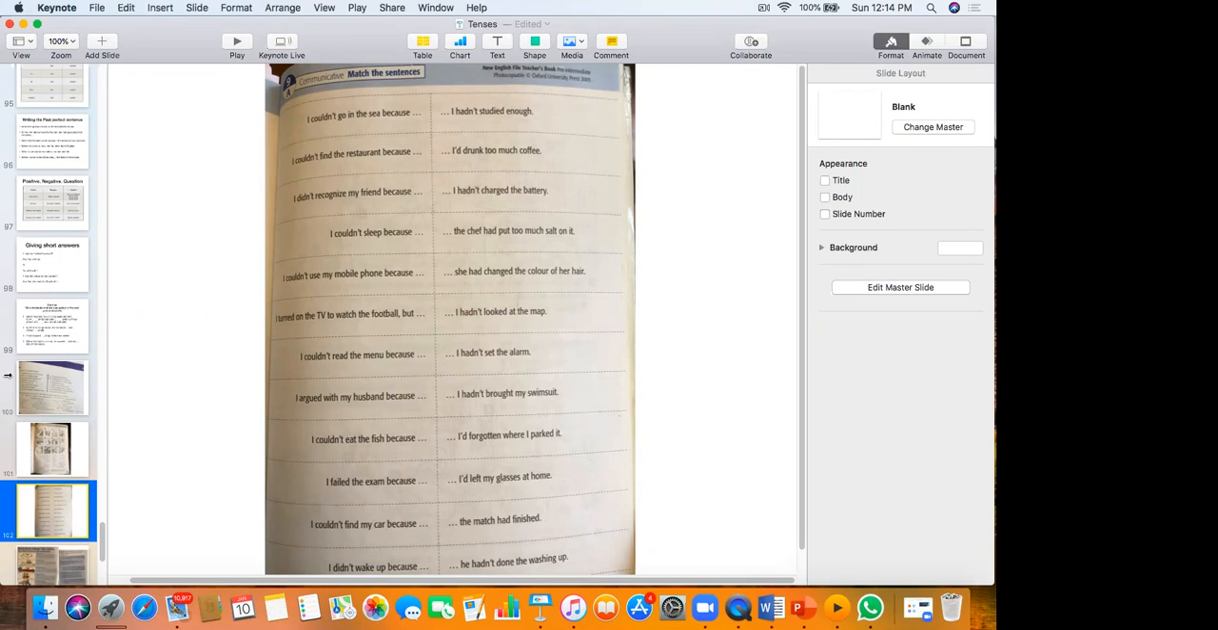I couldn't eat the fish because the chef had put too much salt on it. Yes. What about the next one?